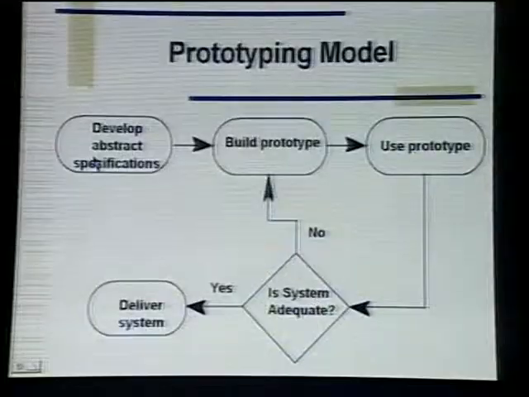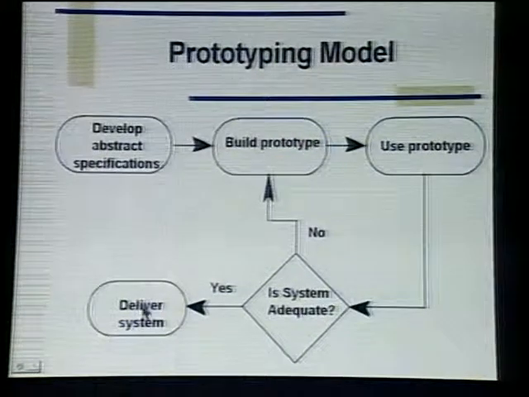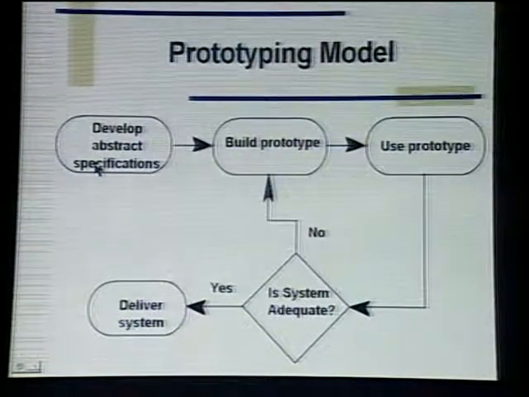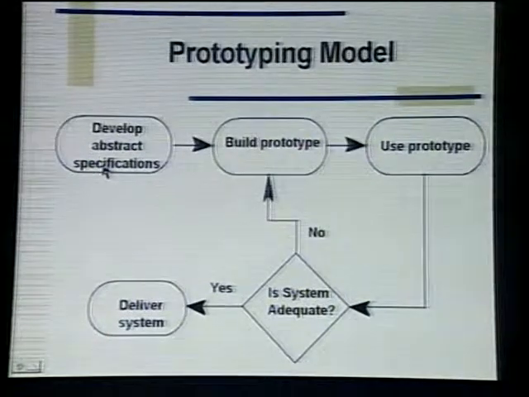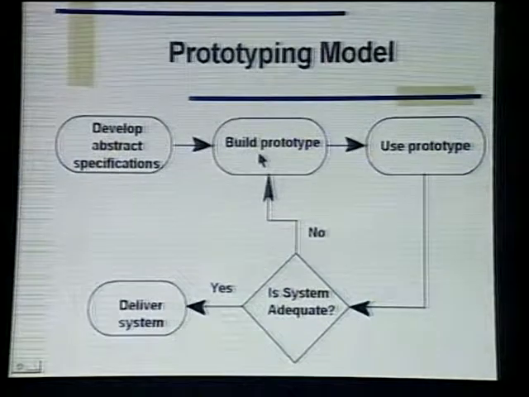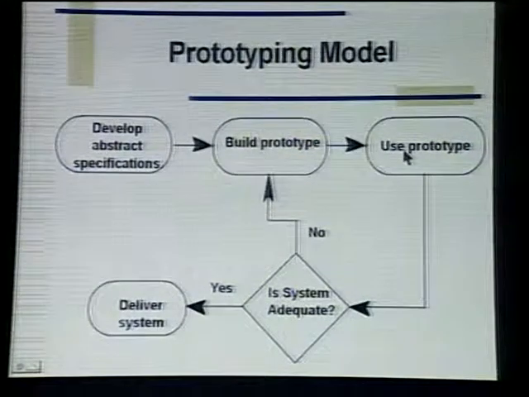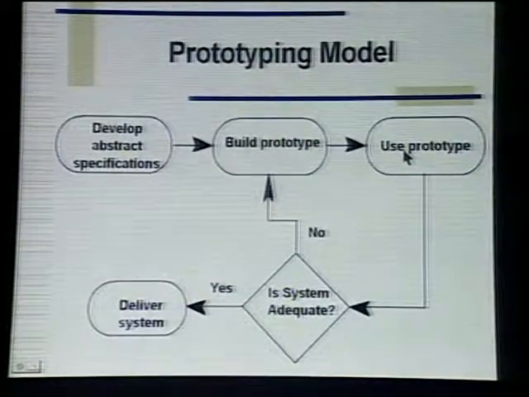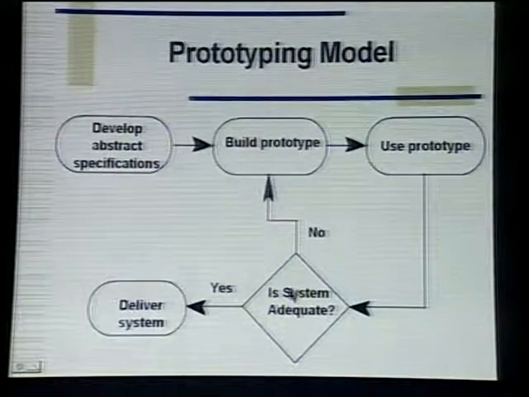Similarly, looking at the benefits of the prototyping, the people have used the prototyping model alone to develop a complete software, as we'll see in our next model. These are the stages of prototyping model. In the prototyping model, we start with the abstract specification. We build a prototype. The prototype is given to the user so that they can use it, and we get their feedback.